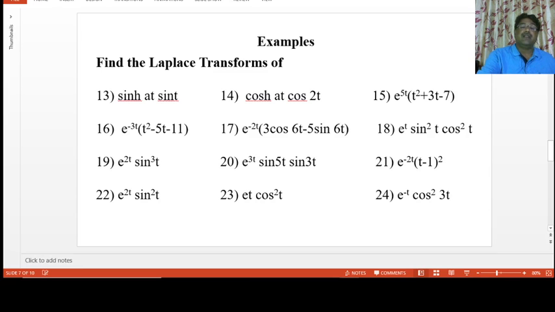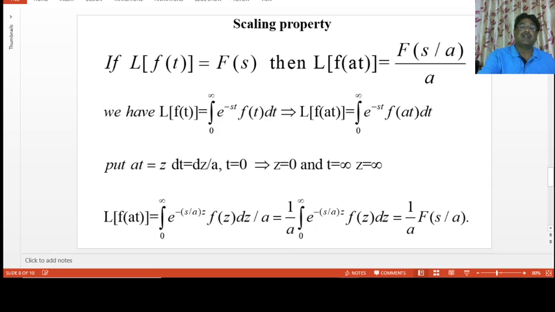Now, these are the examples. Try to solve these examples in the similar way that we have done in the class.